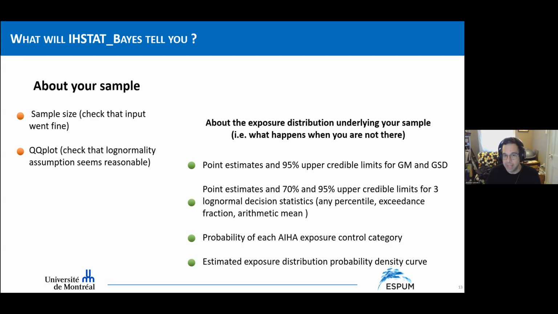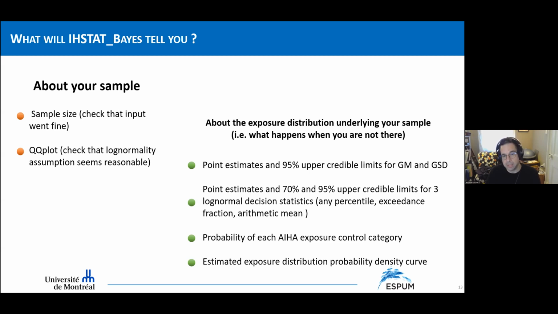I write here any percentile, because one thing that we did is that if you prefer something other than the 95th percentile, maybe in your company you think it should be the 99th to be more stringent, or the 90th percentile, you can select that, you can change that. So any percentile, the exceedance fraction of the OEL, and the arithmetic mean. So these are the 3 parameters of focus.